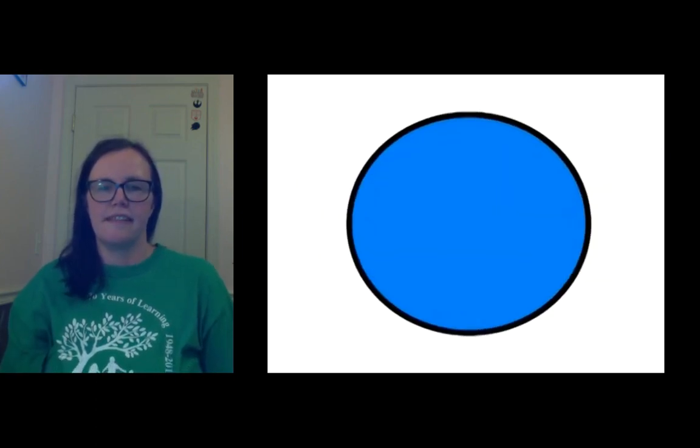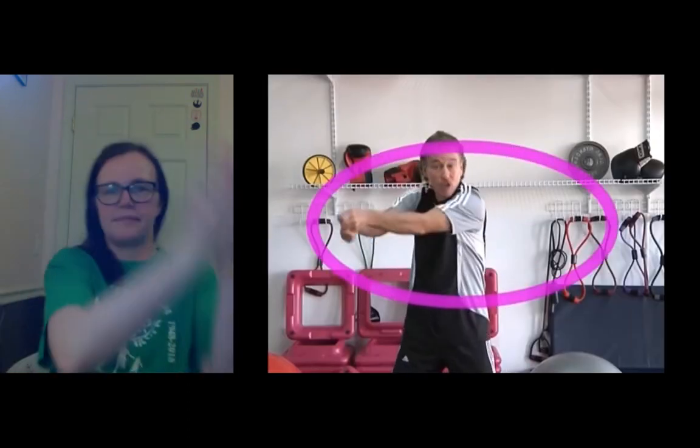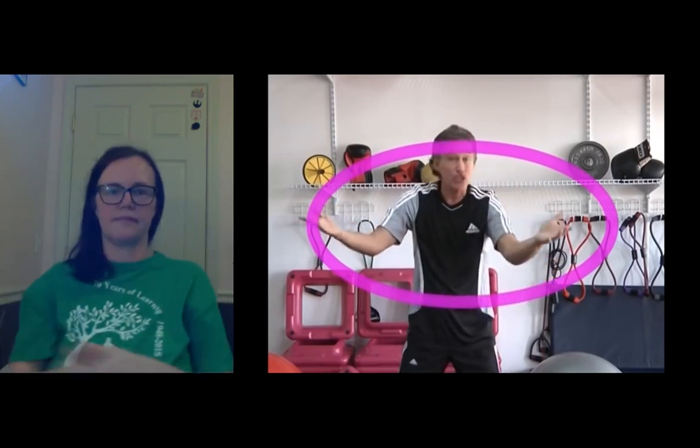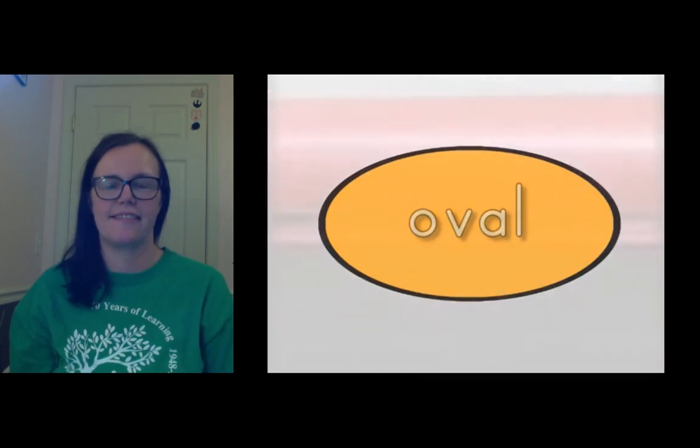Oval. Squish a circle down, go all the way around. An oval, no straight lines to be found. We made an oval.